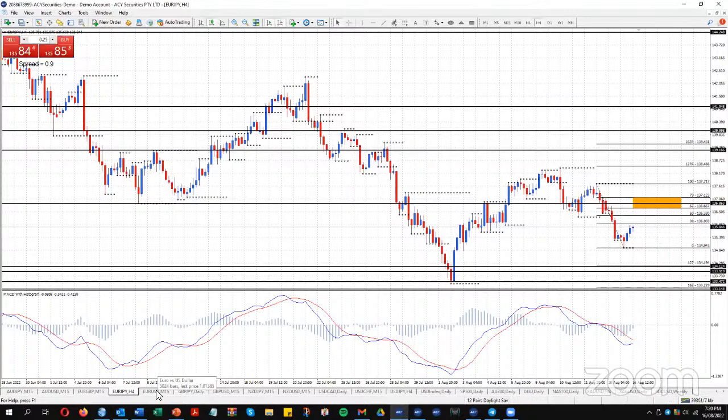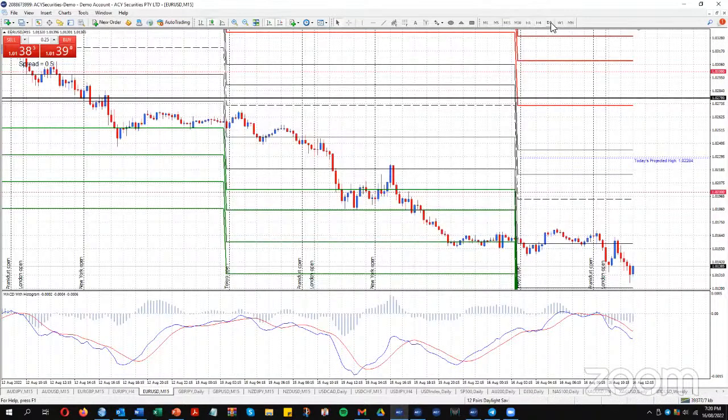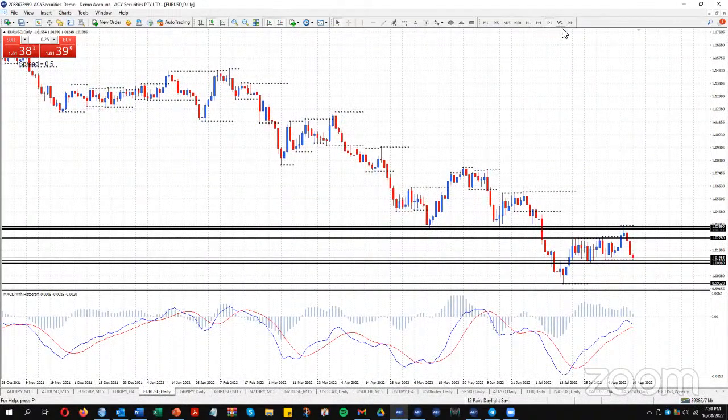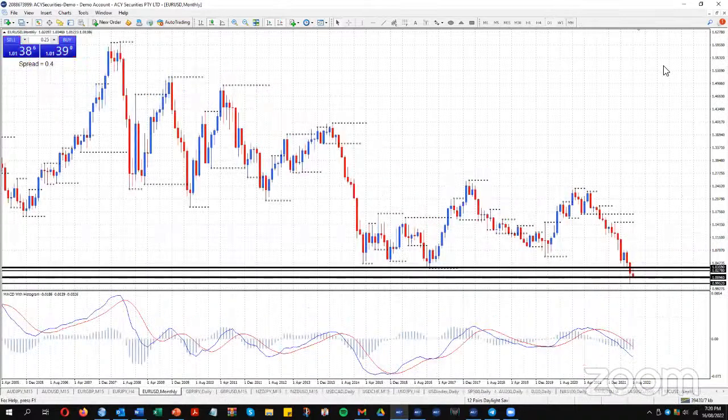Euro dollar. Now, for the last 2 or 3 weeks, I had been shouting from the roof, watch this low here and monthly resistance. Monthly resistance being from the monthly chart, this low here, 103.40.